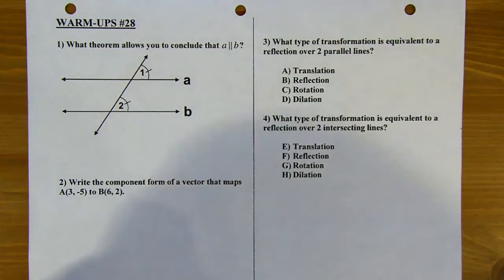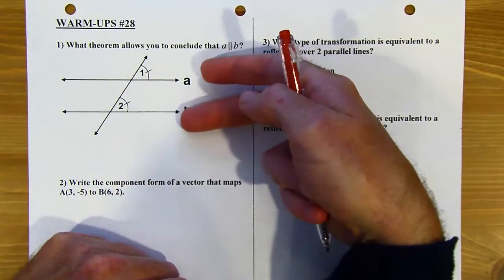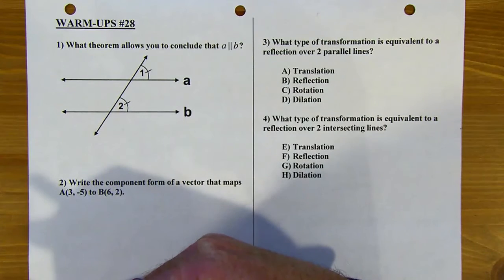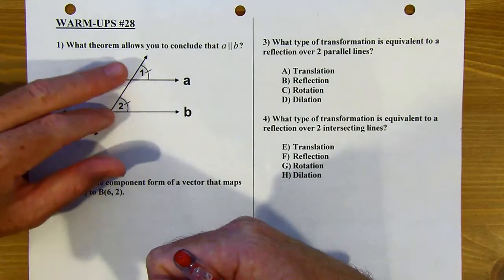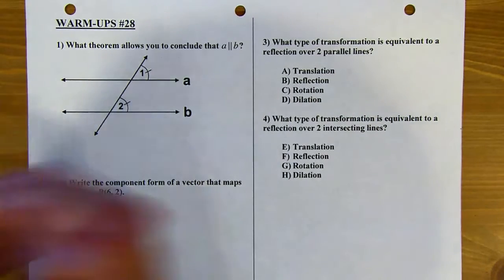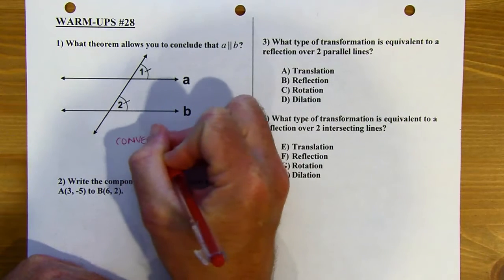Okay, but this is not just the corresponding angles theorem. Corresponding angles theorem was if I know the tracks are parallel, then I can say the angles are congruent. So when you start with knowing something about the angles and finish with the tracks being parallel, that's going to be a converse. So this is the converse of the corresponding angles theorem.